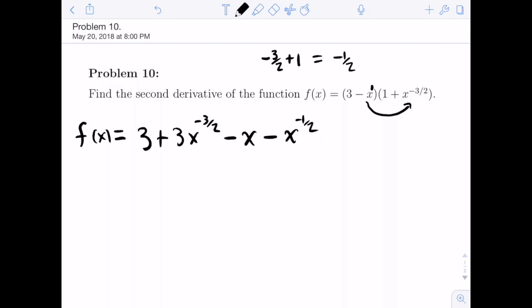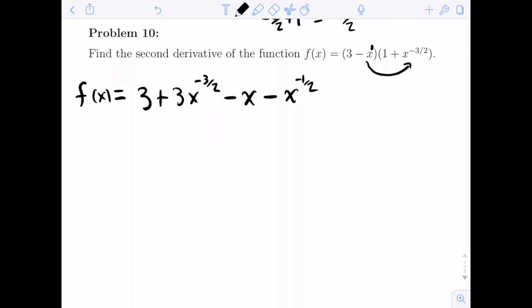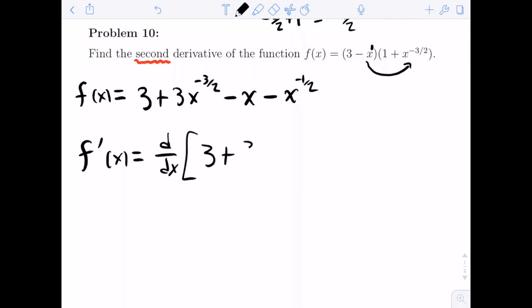Okay, so that's f rewritten. We haven't taken a single derivative here, right? And remember, we're looking for the second derivative, which is the derivative of the derivative. So first, to get the second derivative, we need the first derivative. So taking the first derivative, that's d by dx of 3 plus 3x to the minus 3 over 2 minus x to the minus 1/2.